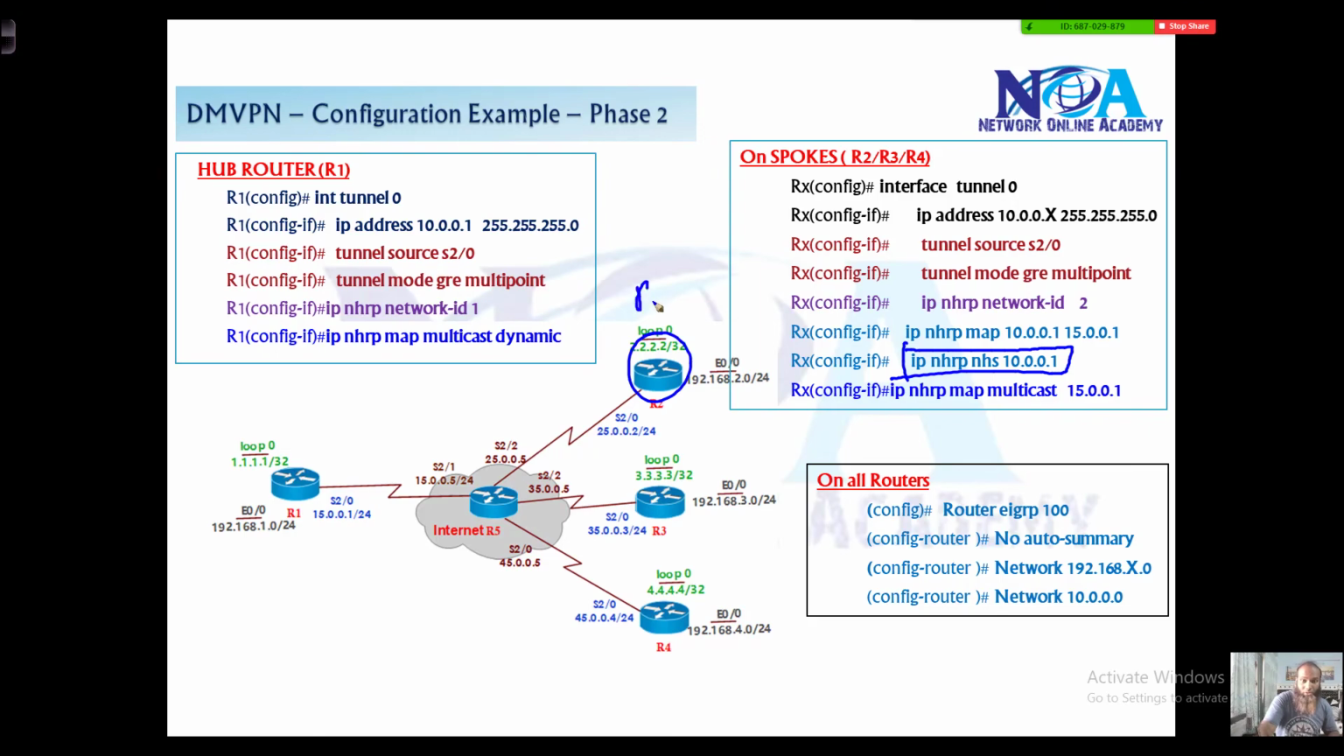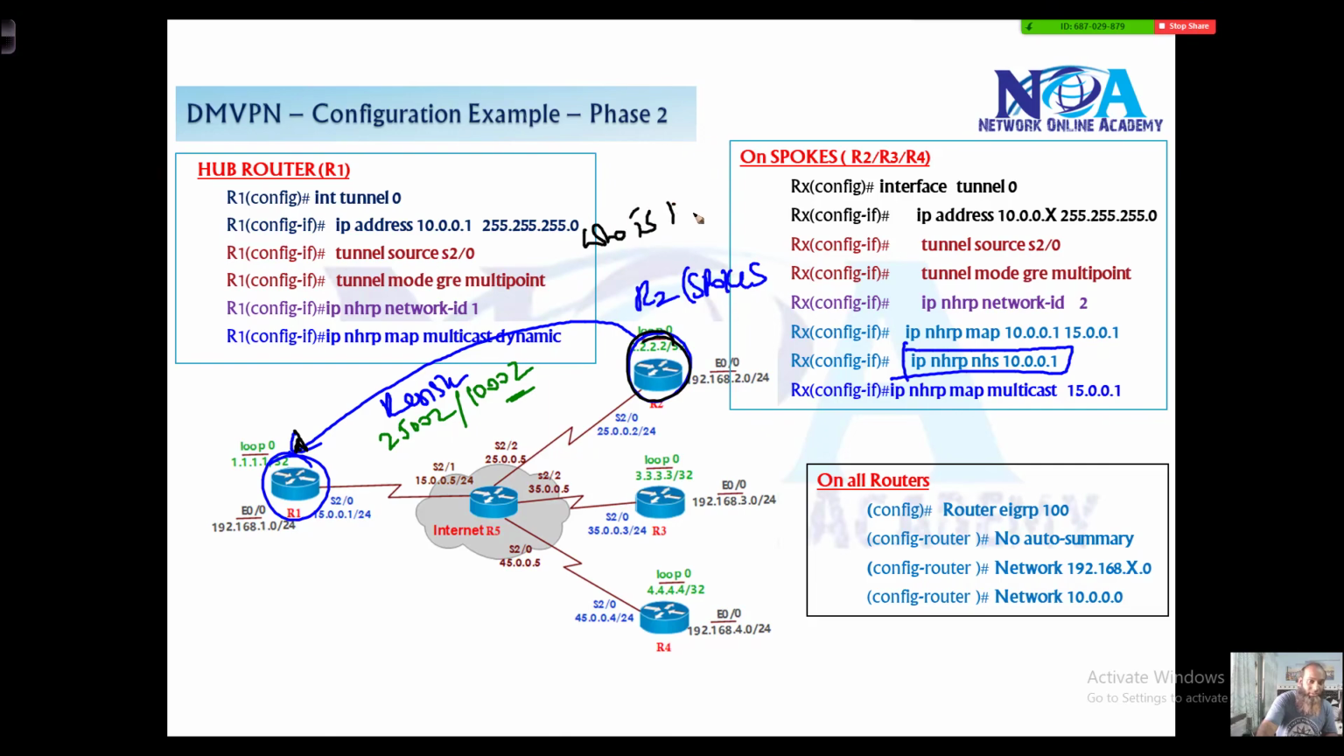So the router 2, if you remember, I discussed the spokes have to send out register messages to the hub in order to register themselves and tell what the tunnel IP address is and what the public IP is. So in order to send out the register messages, the spokes should know who is the server, who is the next hop server. And that's what we are trying to do here. So this command is not required on the hub because the hub itself is a next hop server.